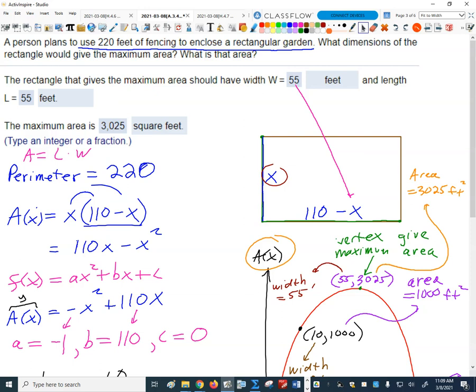Which, in hindsight, they always say hindsight's 20/20, probably makes sense, doesn't it? Wouldn't you kind of anticipate that if you want to make the biggest garden you could, a rectangular garden, and I had 220 feet of fencing, it would make sense that you'd make a square to enclose the most area, right? That's what we just showed. Okay, let's look at one more example of this.